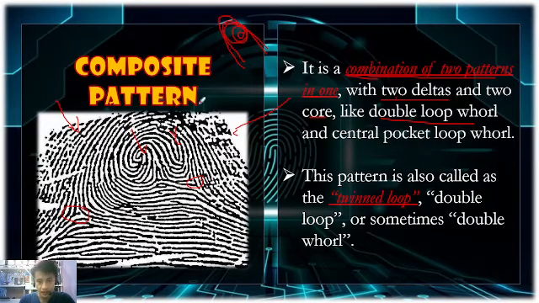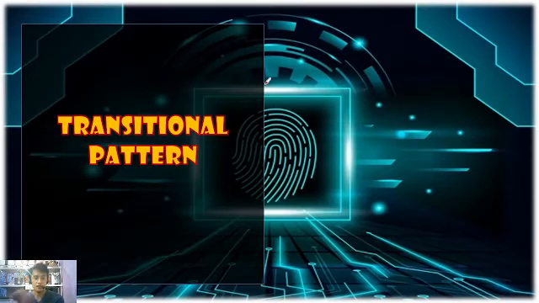And in the second definition that was mentioned here, the pattern is also called twin loop or double loop, pag sinabing composite in some sources, or sometimes called double whirl. So take note of the term composite pattern. And we have here the next one, the transitional pattern.